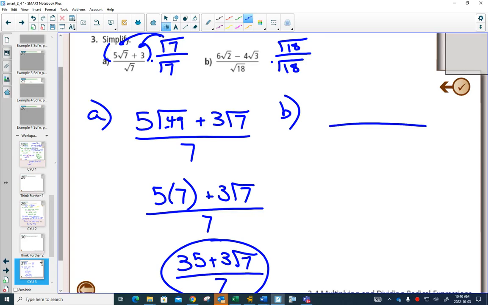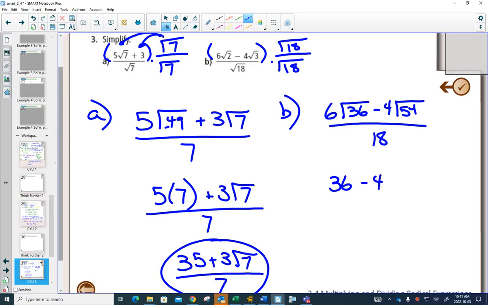So then I have to distribute. I would get 6 square root of 36 minus 4 square root of 54. And the bottom's just going to be 18, because square root of 18 times square root of 18 is just 18. Then I have to look, can I simplify anything else? Well, the square root of 36 is just 6. So this will be 6 times 6, which will become 36.